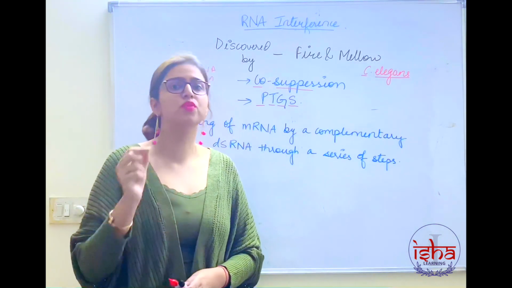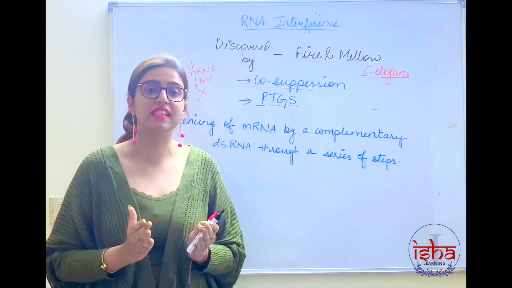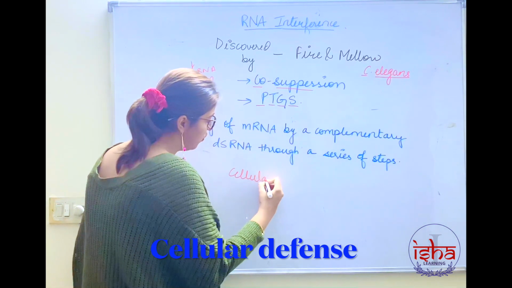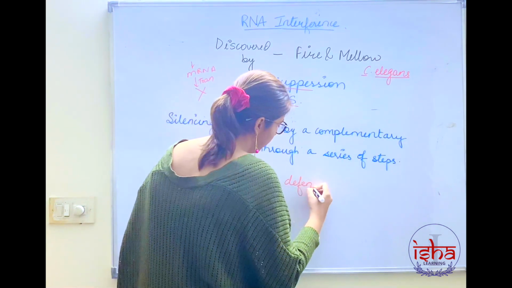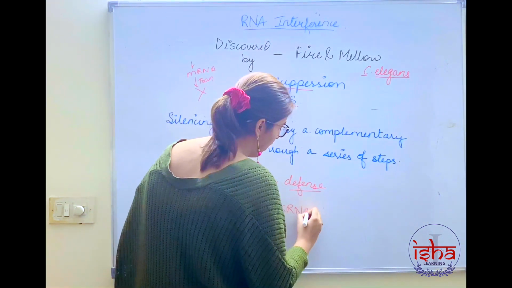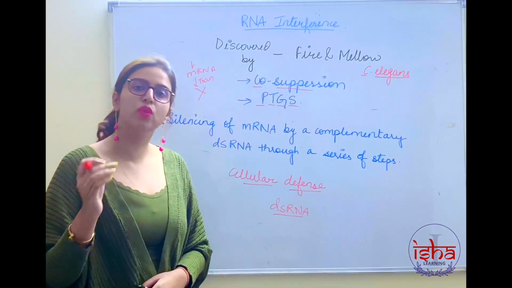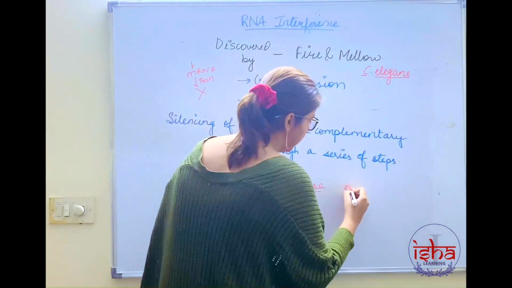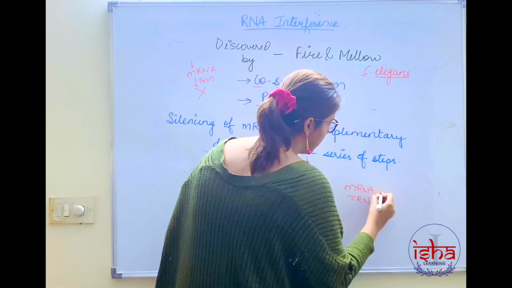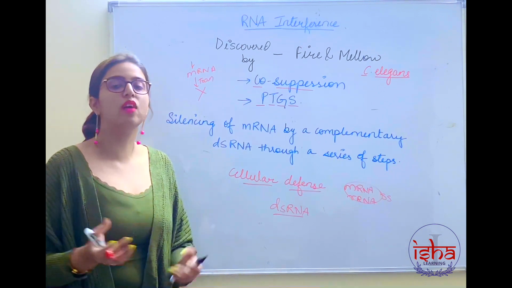Why are we trying to do this? In all eukaryotic organisms, RNA interference exists as a mechanism of cellular defense. See guys, double-stranded RNA is not normal to our systems. Double-stranded RNA is not usually present in the eukaryotic systems. Let's say the mRNA or the rRNA, they are all single-stranded molecules, yes? Double-stranded RNA means that there is some kind of foreign RNA coming into the system.